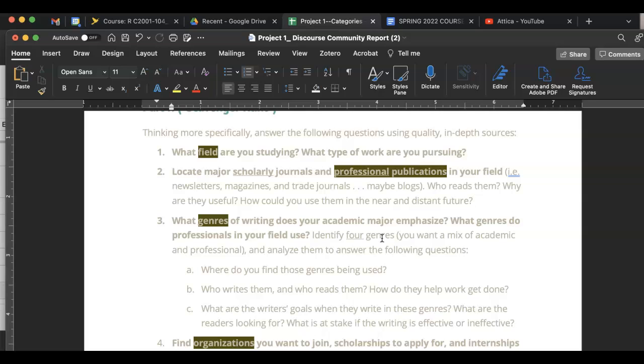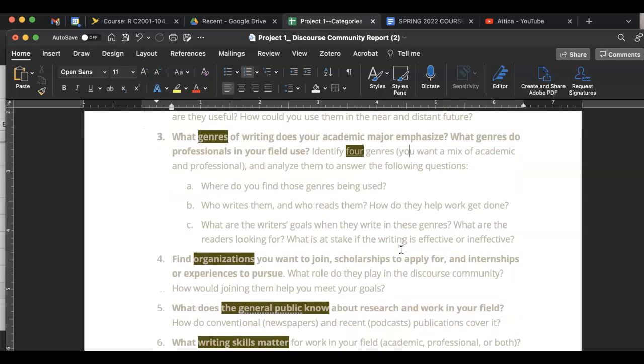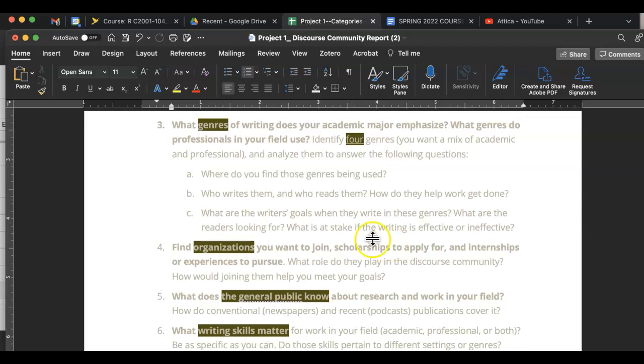What genres of writing does your academic major emphasize? What genres do professionals in your field use? Identify 4 genres. I should have highlighted that you want a mix of academic and professional. So analyze them looking at the following questions. I think these are pretty straightforward.